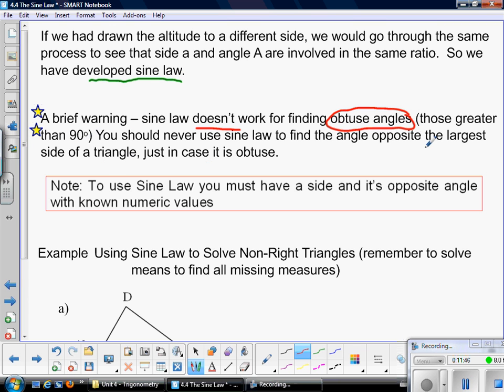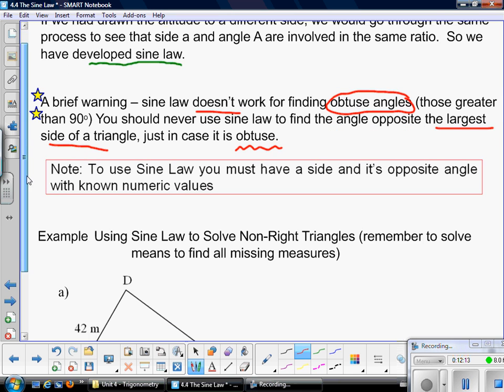The reason being, it's not that it doesn't quite work for some triangles that have angles larger than 90 degrees. It's just that there's something else we'd have to watch out for. So in other words, you should never use the sine law to find the angle opposite the largest side of a triangle, just in case it's obtuse. Sometimes we don't know if we're dealing with obtuse or not.